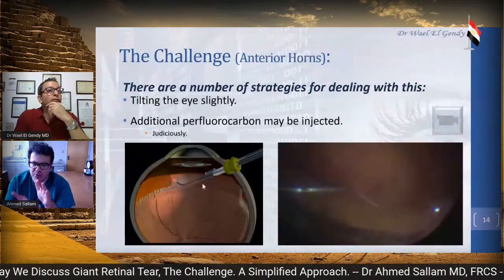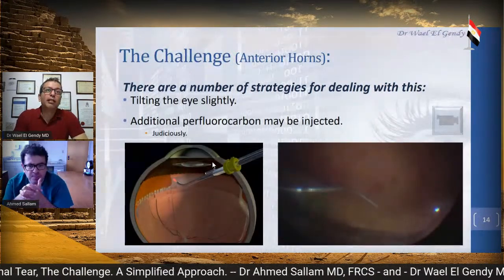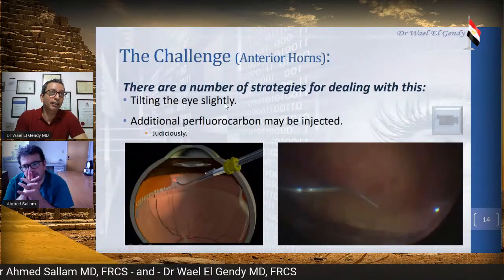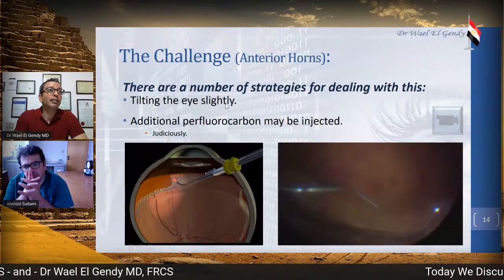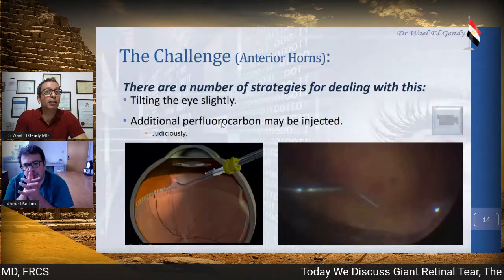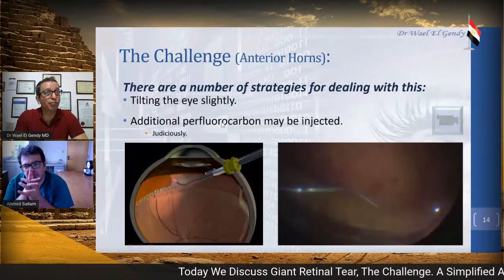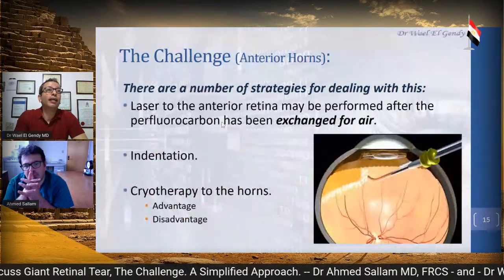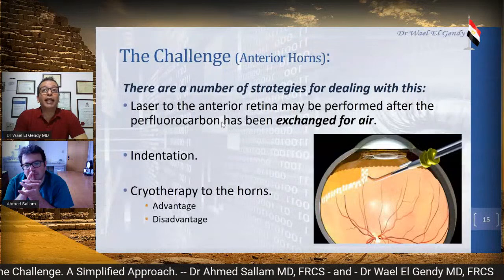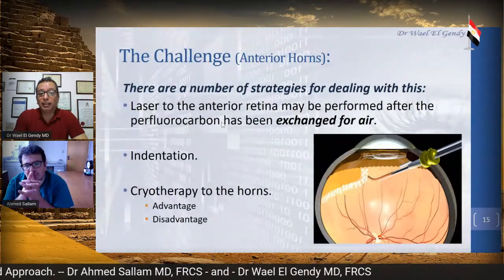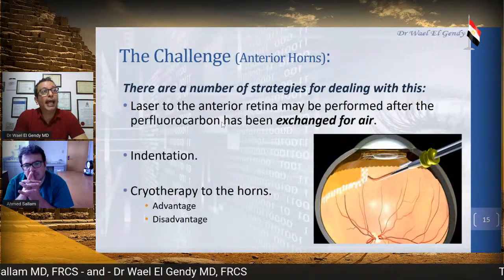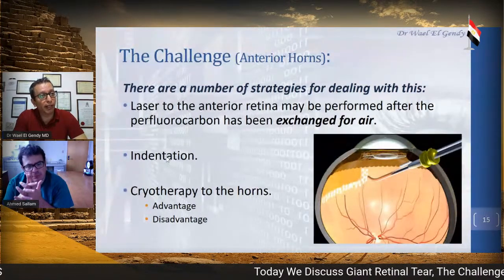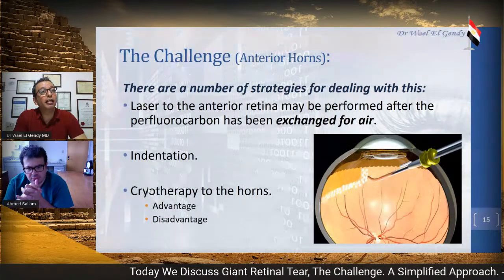Yeah, that's a good point, because you're getting nearer to the infusion. Exactly. So the first technique is the tilting, as you said, Dr. Ahmed. And the second technique is to fill perfluorocarbon above the tear, but you have to be very careful with that so you don't get near the infusion. And you can do it after the fluid-air exchange, as you have mentioned, Dr. Ahmed, and you can do the indentation. Indentation makes the choroid come closer to the retina, and we can use cryotherapy.